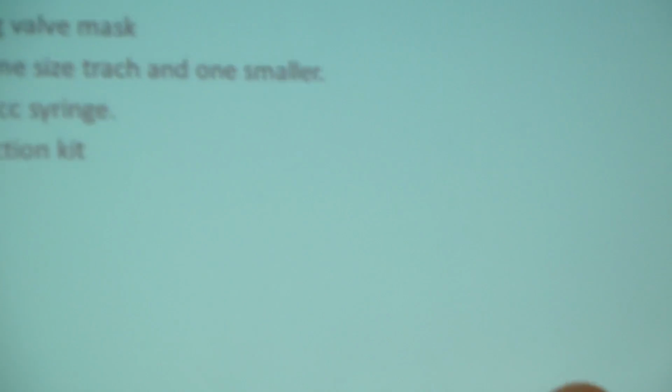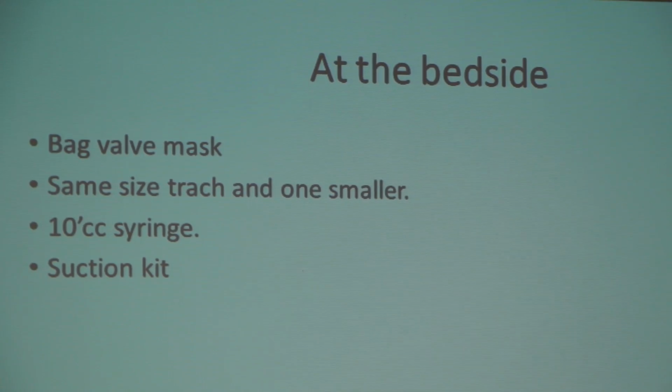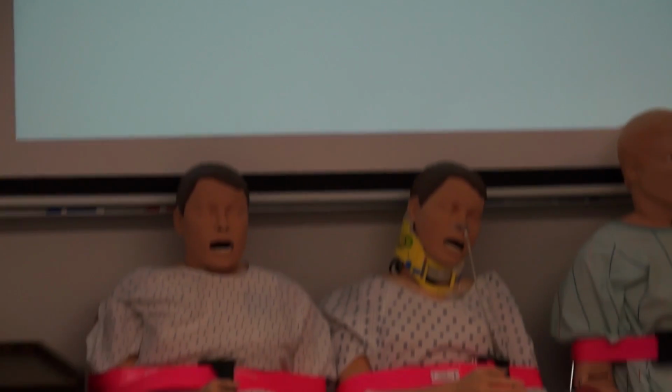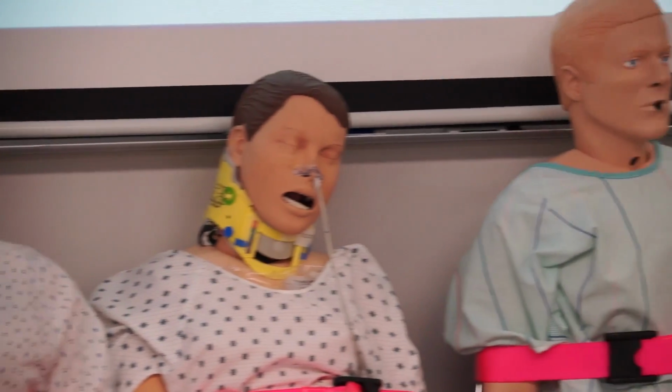Right? At the bedside, we want to have a bag valve mask. We want to have a trach that's the same size and one size smaller, a 10 cc syringe, and we want to have a suction kit. All right? The reason we want to have that trach the same size and one size smaller is if that trach does come out and we need to put it back in an emergency, we want to have something there that the physician can go ahead and put it back in with. Okay?